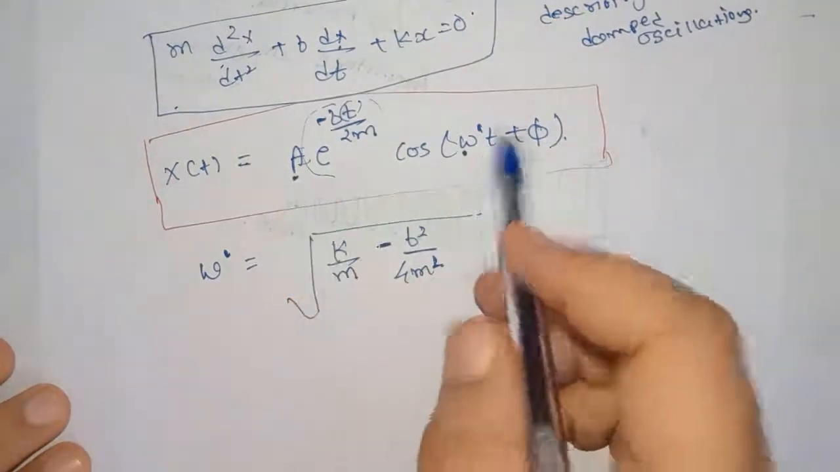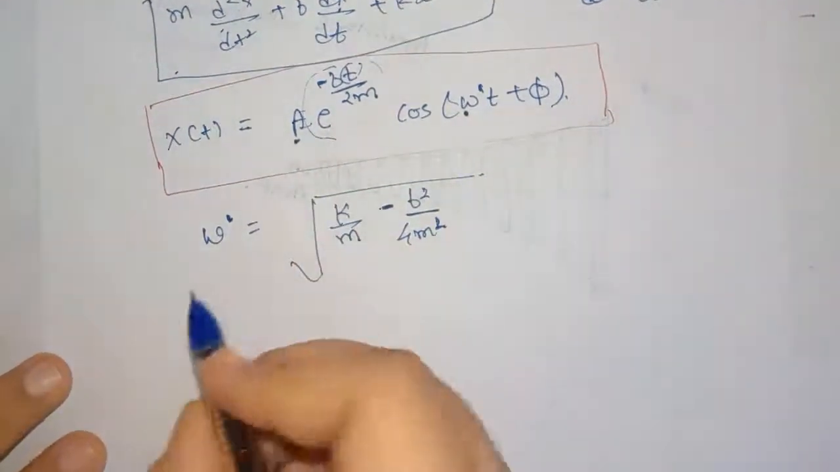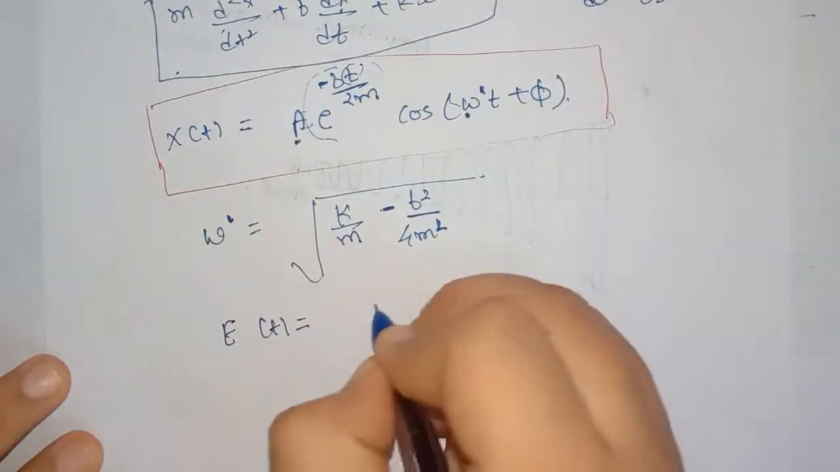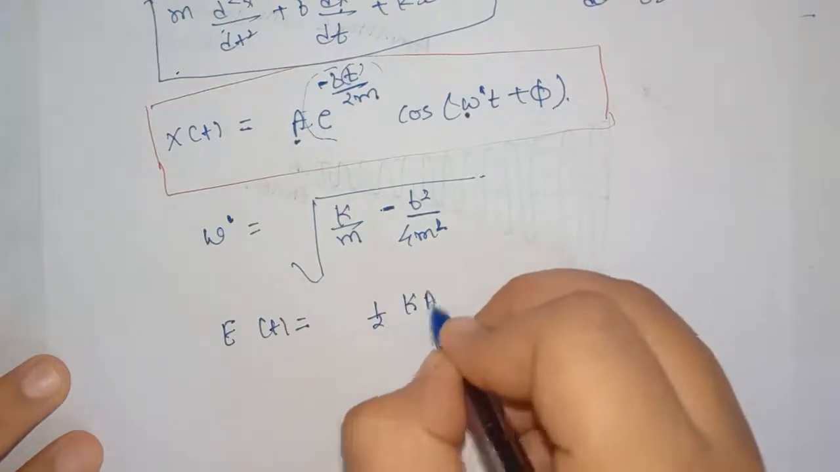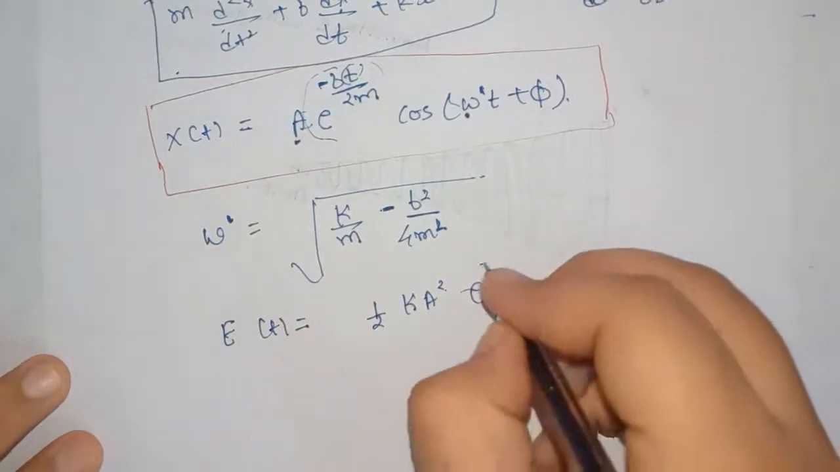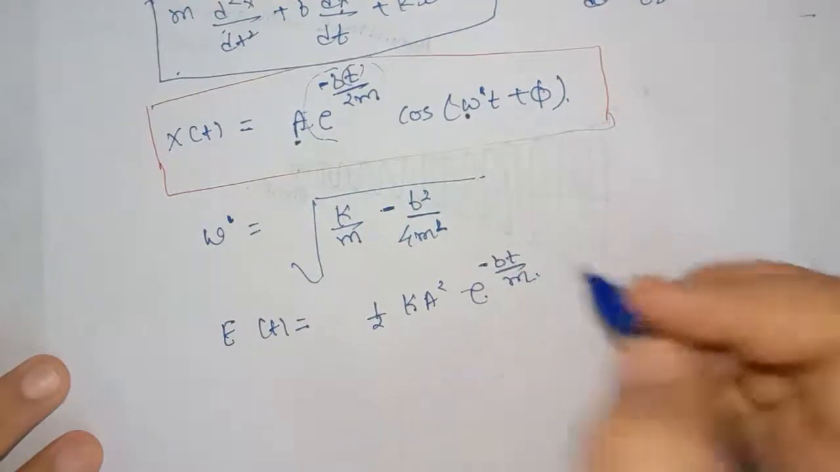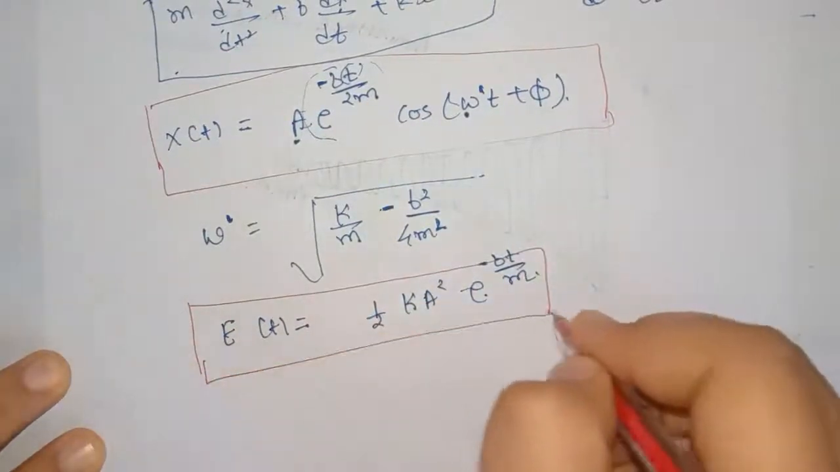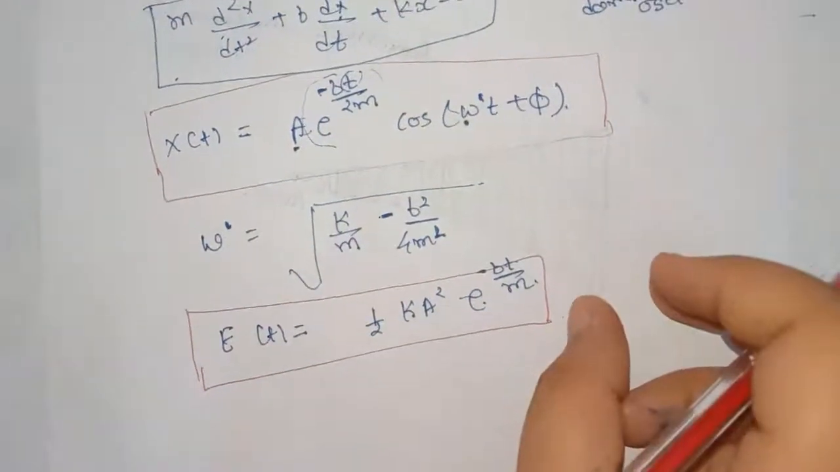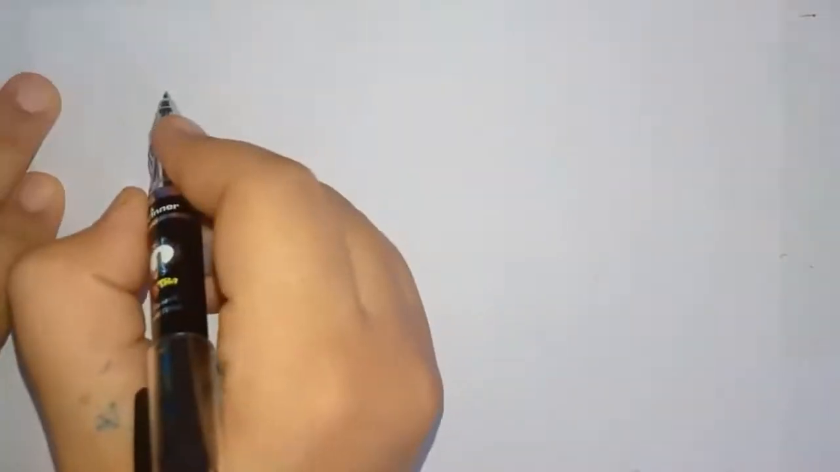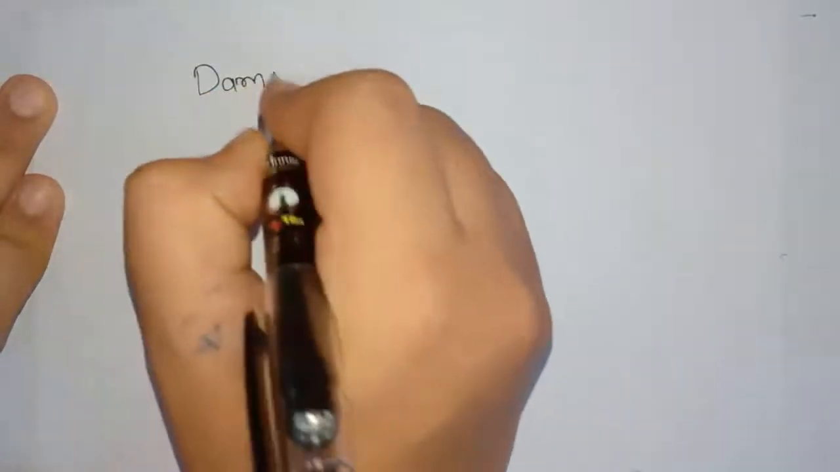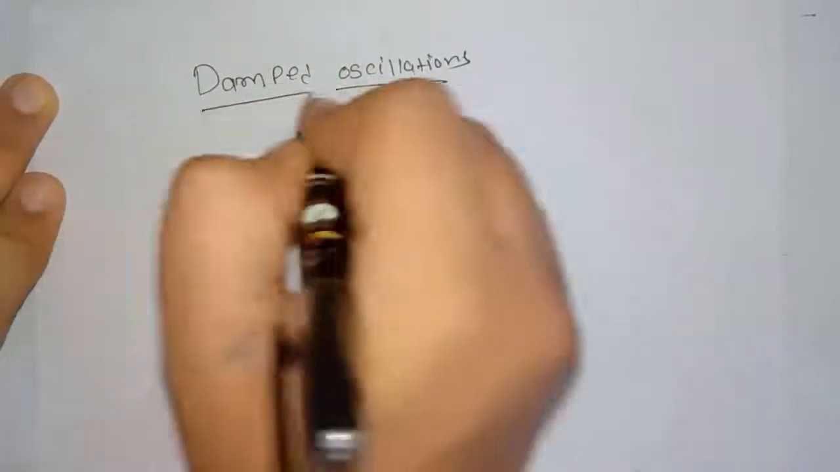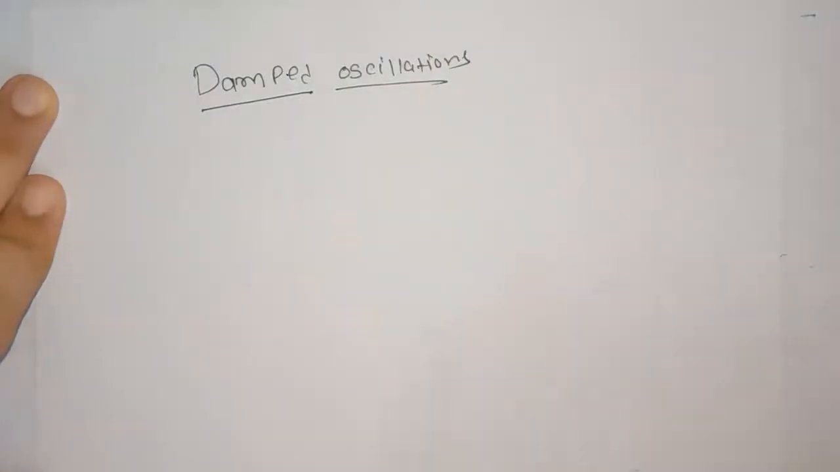As the amplitude is decreasing, the energy of the oscillator will also be decreasing. So energy as a function of time is given by half k A square e power minus bt by m. So this will be the energy of damped oscillation. The meaning of damped oscillation is that they are practical; the amplitude will gradually decrease.